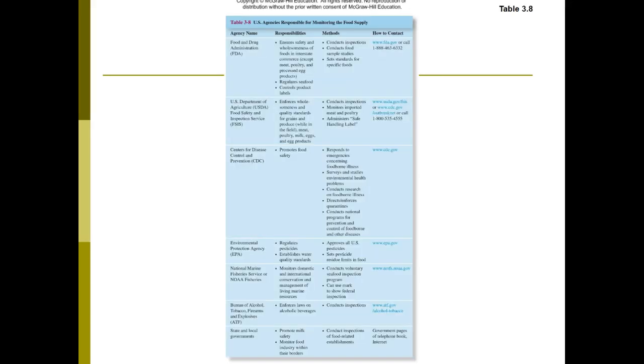So this last table gives you a summary of the different U.S. agencies that are responsible for ensuring a safe food supply. Again, you'll want to recognize that each of these agencies does have a role in maintaining food safety in the United States. So you want to recognize the role that each one plays.